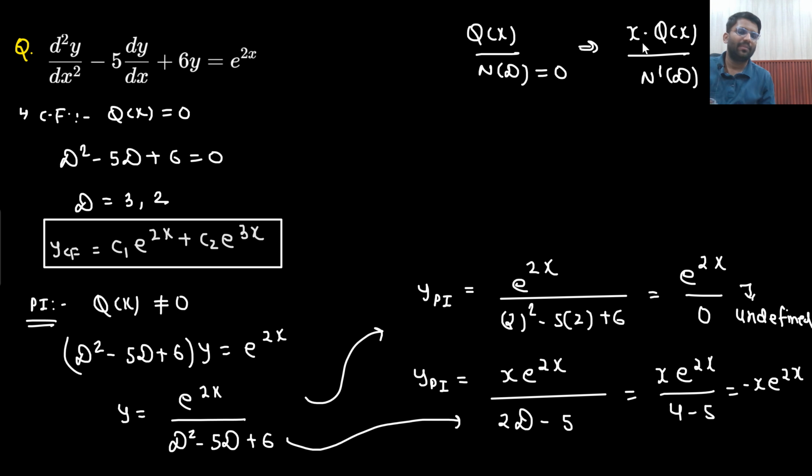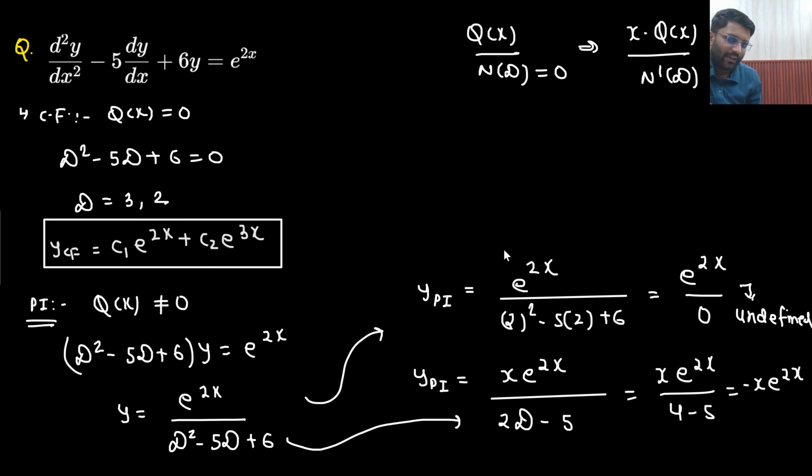Sir, if it is creating a problem, then what will I do? Upper side I will multiply with x and downward side I will differentiate. What is x here? X is the independent variable. Whichever the independent variable is, that you will multiply. If it was d square by dt square, then you would have multiplied with t. Understandable? So, whichever the independent variable is, that you will multiply.